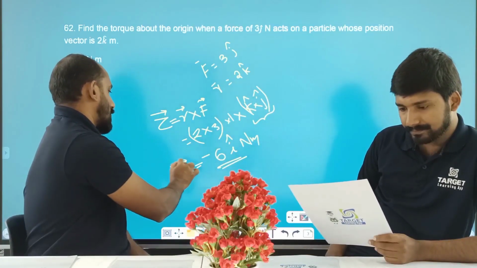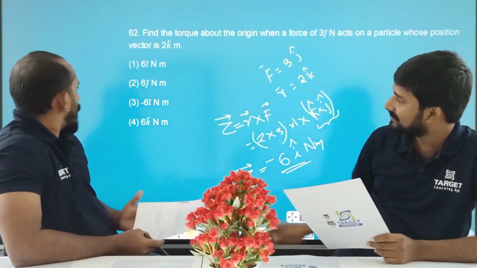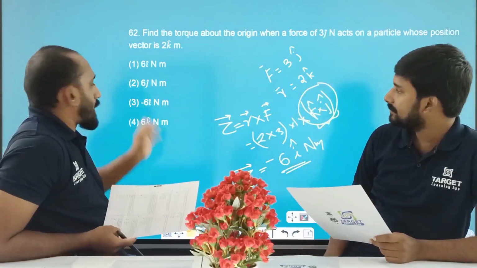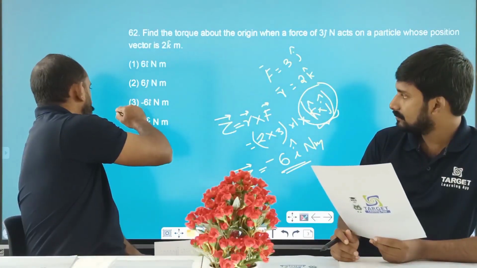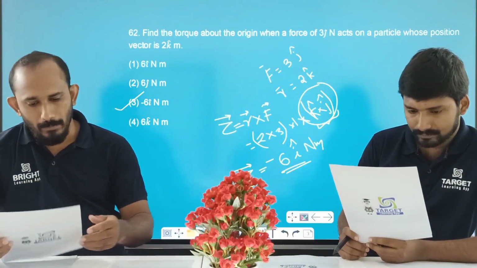So option 3, negative 6 I. All the answers are 6, so we should take care, positive I is there, negative I is there, J and K are also coming there. So negative is very important. That is the crucial point only. So we can log the answer 3 for that simple question. We can move to the next question, sir. Sure. Question number 63.